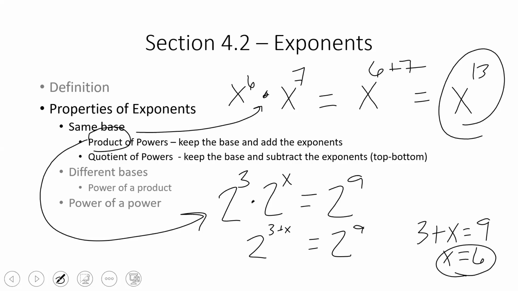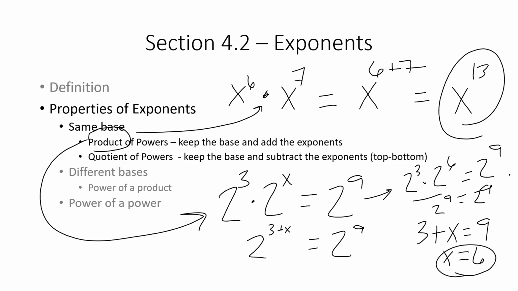And I can double check that over here as well, right? So this was 2 to the 3rd. We're saying that x is 6. And we want to know, does that equal 2 to the 9th? Well, keeping our base and adding our exponents, we can see that we do get 2 to the 9th there. So our value of x is 6. I'm going to erase this and move on to quotient of powers.